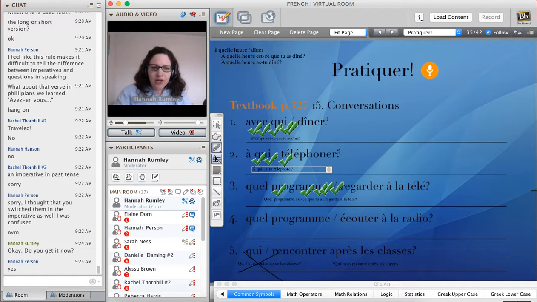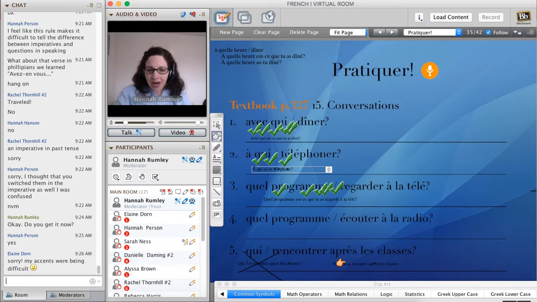So for number 5, you can either say qui and then use your information word. Mine up here is à quelle heure, and then you could say est-ce que tu as rencontré? Or you could take out the est-ce que altogether and switch the tu and the avoir, so it becomes qui.